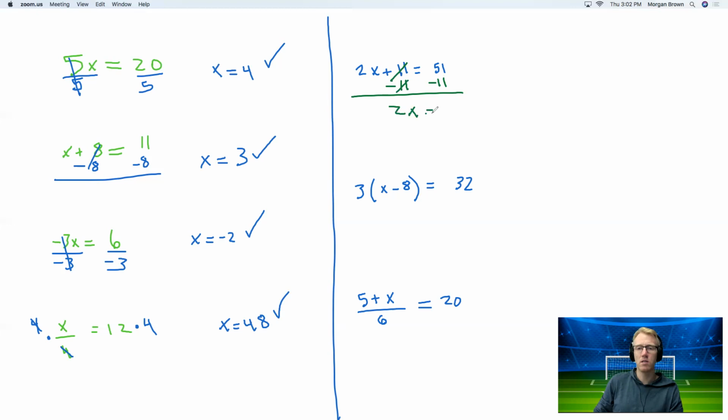Then we get 2x equals 51 minus 11, which is 40. We can divide both sides by 2 to cancel out that 2. We can get x equals 20. Plug it back in and check it, and you will see it is correct.